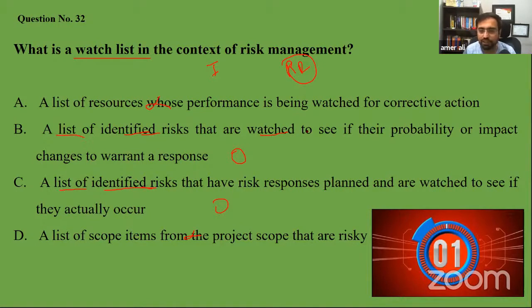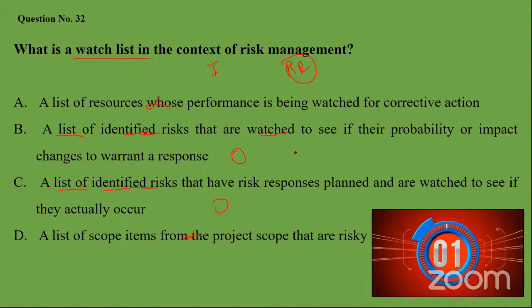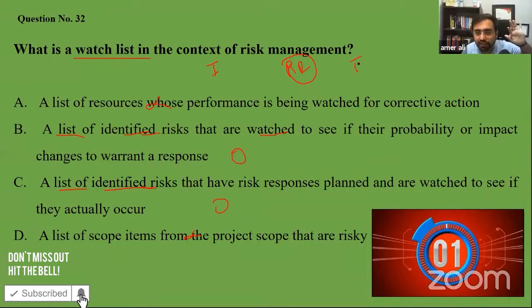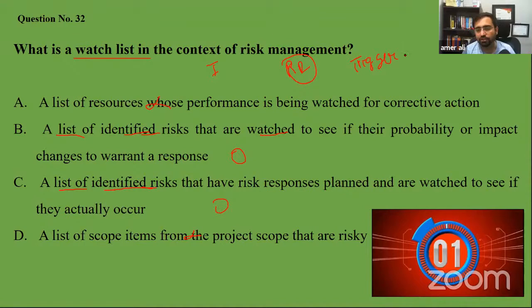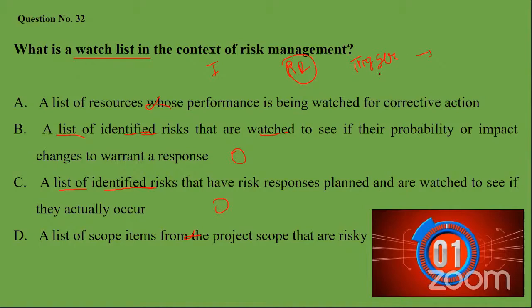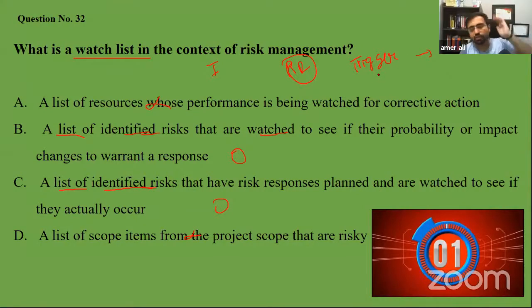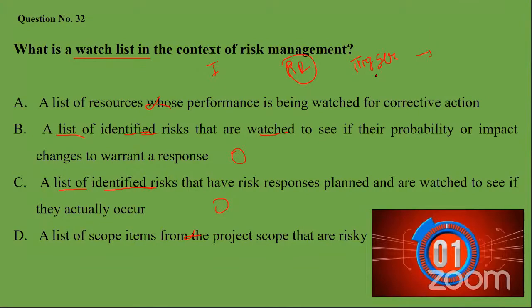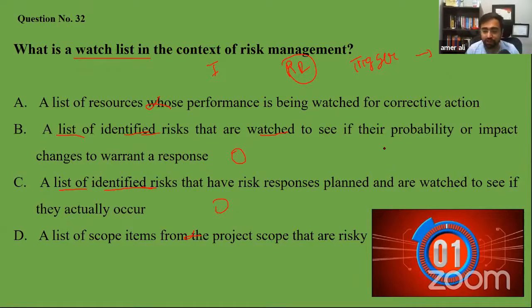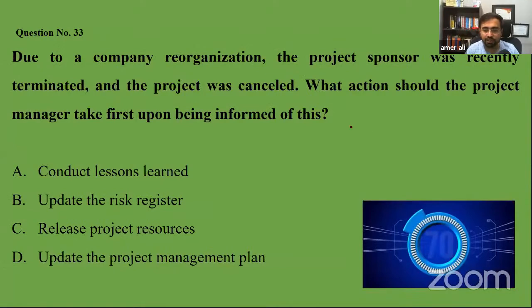That are watched to see if their probability or impact changes to warrant a response. When we already put a response there, when we have already put the response that we want to handle this risk. Okay. Once the response is there, once you have planned the risk, once the trigger of the risk occurs, you need to take action. Okay. Then watch to see if it actually occurs. A risk is there, a trigger occurred, you need to tackle the risk. Clear? Yes, sir. Answer is C. A very, very close question. I really like this typical question. Good. Okay. Riaz, go ahead.